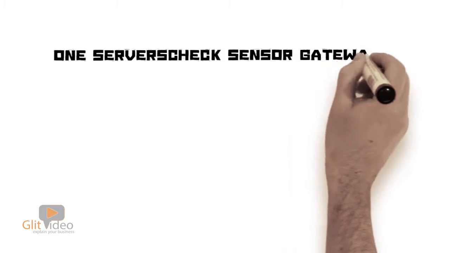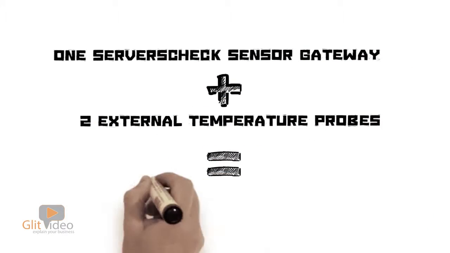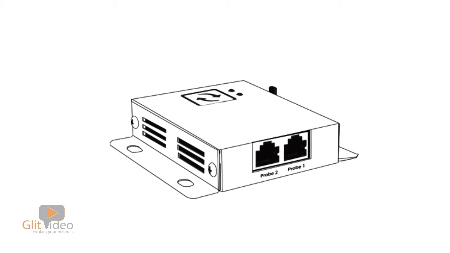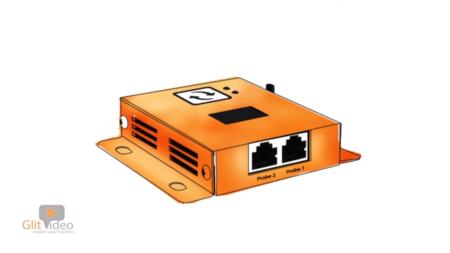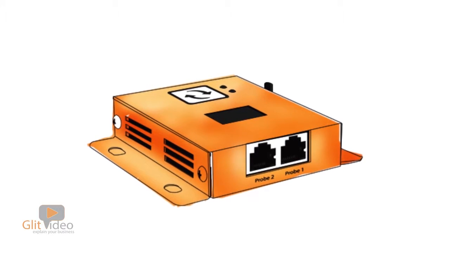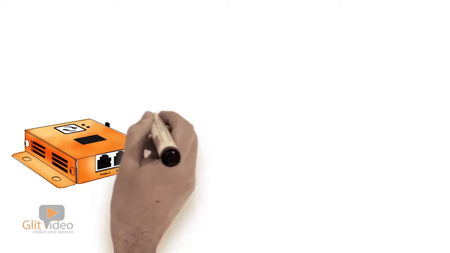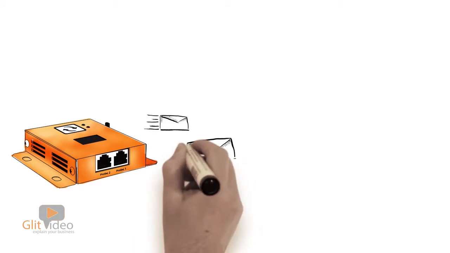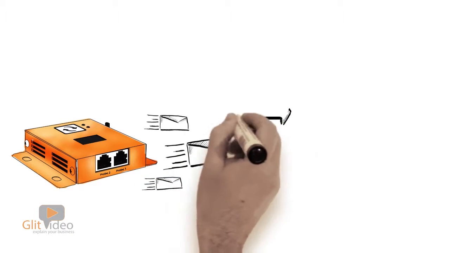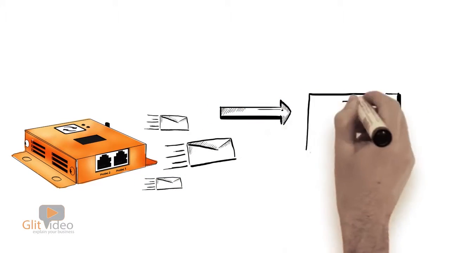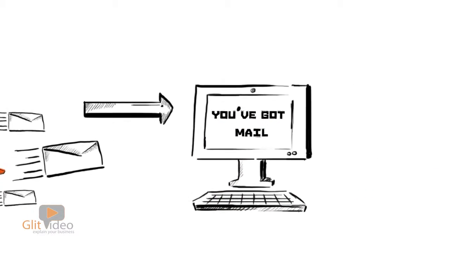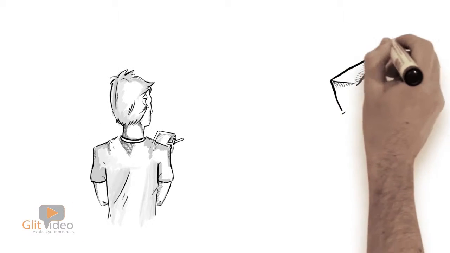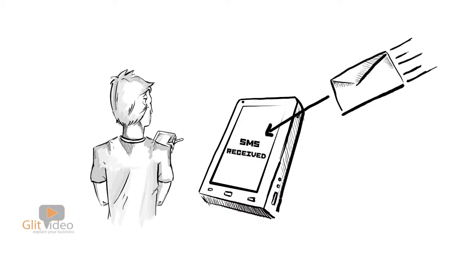With one Server's Check sensor gateway and 2 external temperature probes, you can monitor one rack. The Server's Check sensor base unit is called the sensor gateway. By default, the sensor gateway is an IP and SNMP-based temperature sensor. It can be extended with up to 2 external sensors. The sensor gateway is either powered through Power over Ethernet or through a power adapter. It doesn't require a PC to work. Every sensor gateway has a built-in web server. When environmental thresholds are exceeded, then the sensor gateway generates alerts via email. It can even alert you via SMS directly to your cell phone.